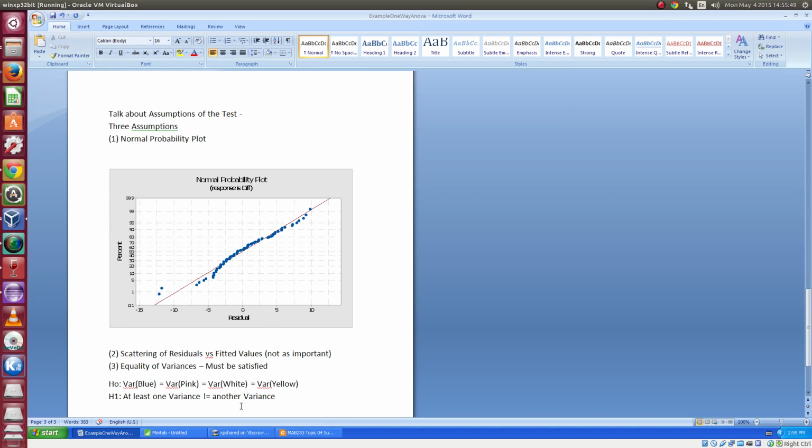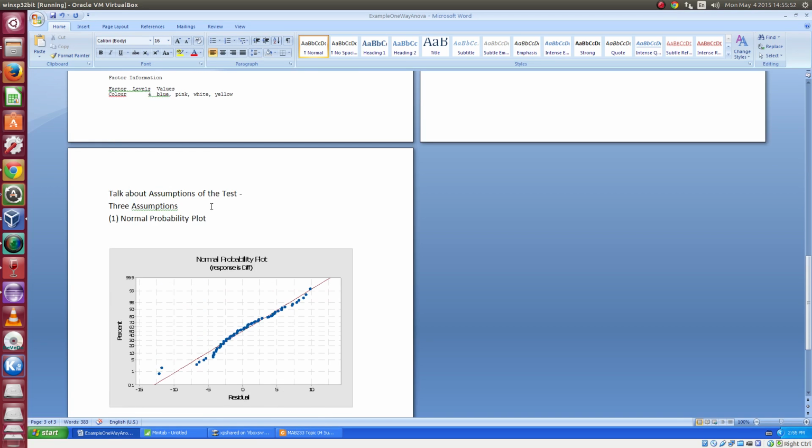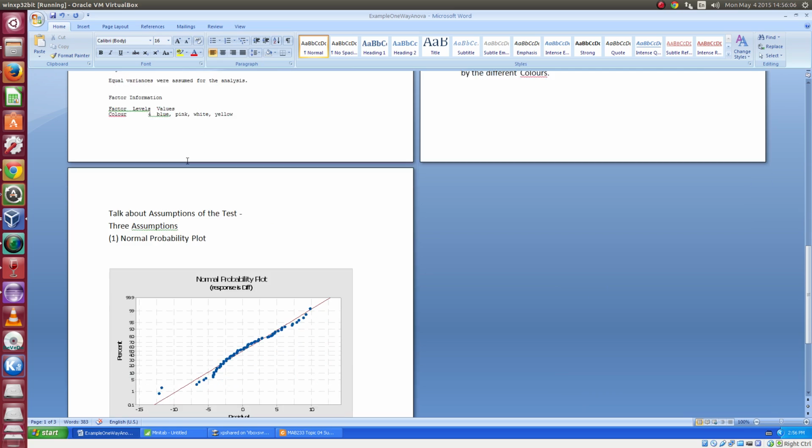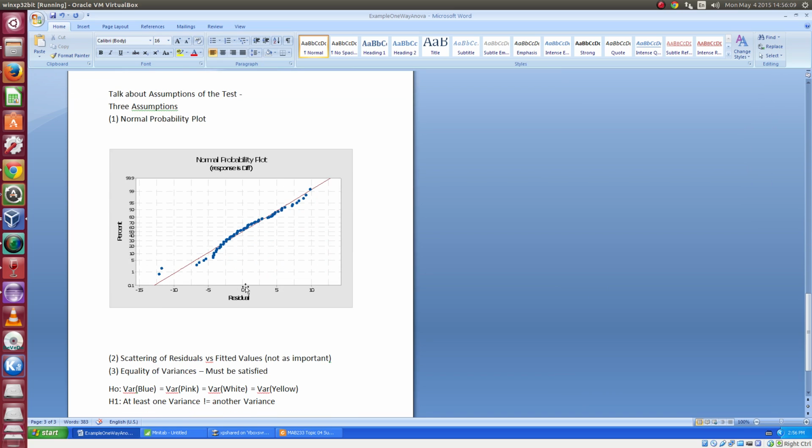So what we have within here is the assumption that we talked about before, right as we were declaring this, before we actually went into analyzing the test. It says a one-way Anova assumes each of the factor levels are normally distributed with equal variances. So this is the key thing that we're looking at in terms of normally distributed. In order to identify that, we need to have the residuals being normally distributed. Without going into too much detail, the way that you can identify that is this red line refers to a perfectly normally distributed situation. These dots refer to the actual data that's observed. So the closer these dots are to that line, the better it is at being normally distributed.